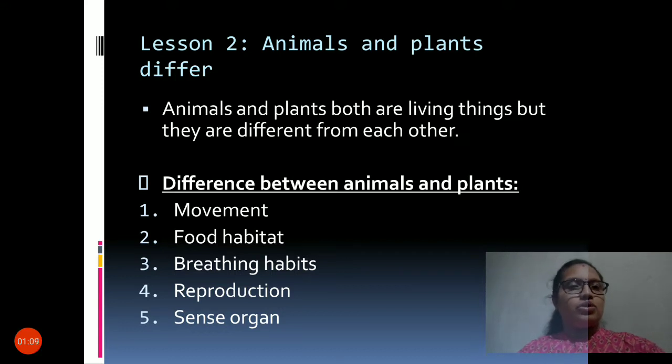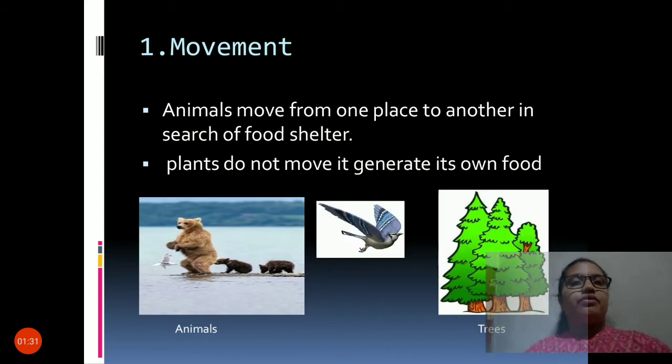Let's see those differences. The first is difference in movement. Next is food habitat. Next, breathing habits, reproduction, and sense organs. We will see all the differences, how they differ by these characteristics, in the next part. Okay. First is movement. How the animal and the tree movement will be different. Even though both are living things, they will not be the same.